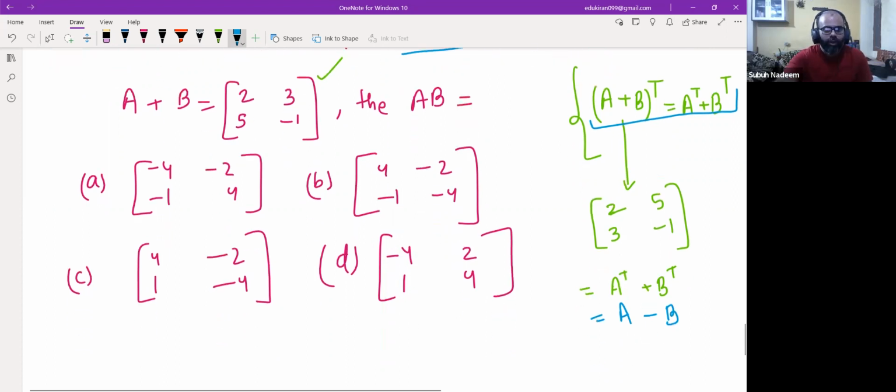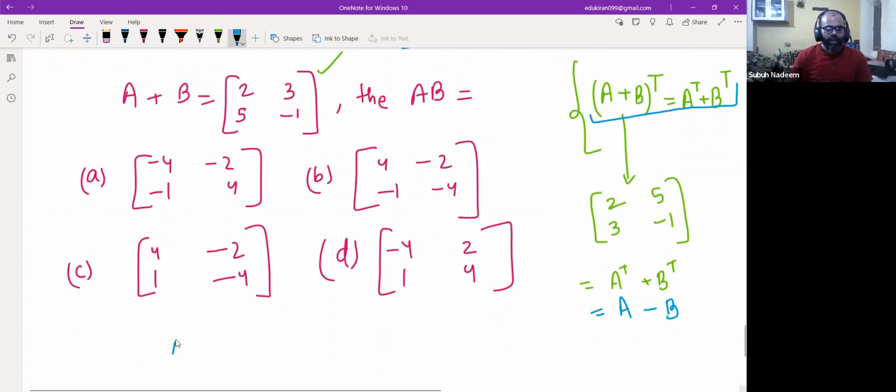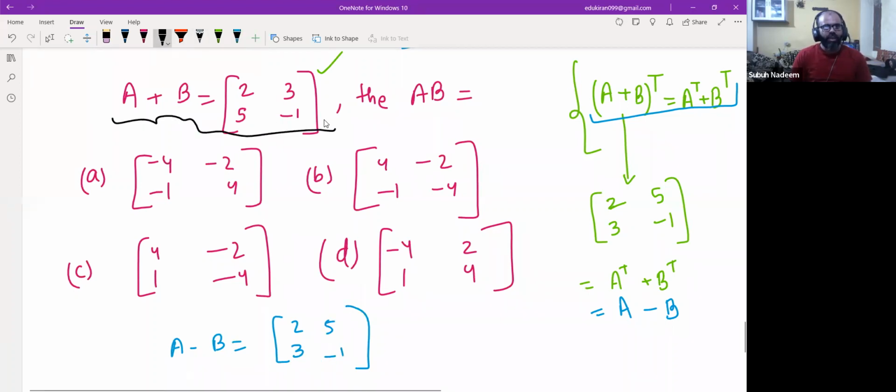Now what we have got here, just see that A minus B is equal to 2, 3, 5, minus 1, with the transposed entries. So we have got two equations and two unknowns. One equation is this one, A plus B is equal to this. Another equation is this one, A minus B is equal to this. We will add them, B will cancel, and we will get 2A. From there, we get A. Similarly, we subtract and A will cancel, we will get 2B. From there, we get B. And when we get A and B, we multiply them and we get the result.